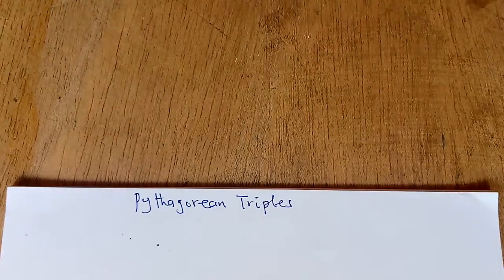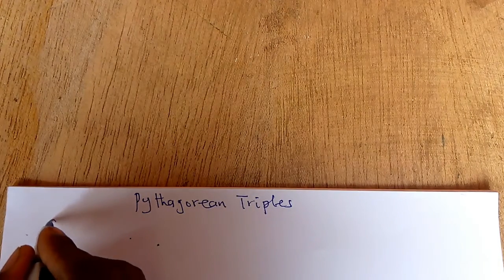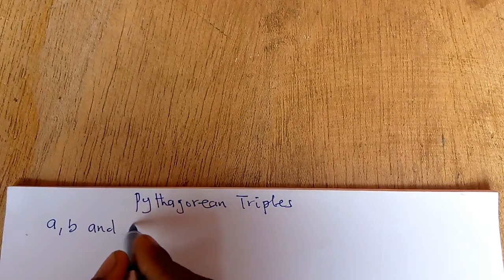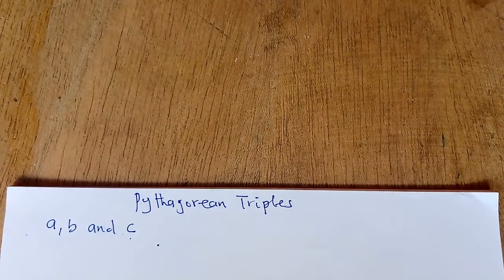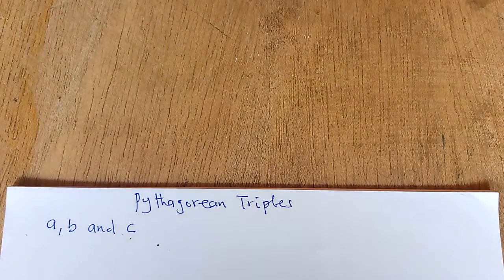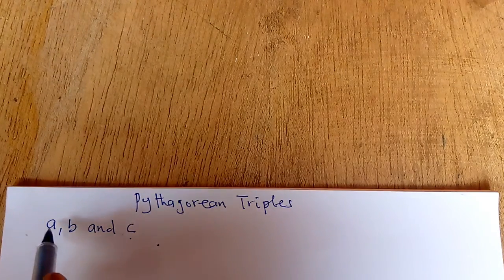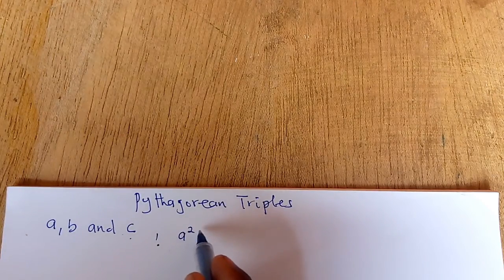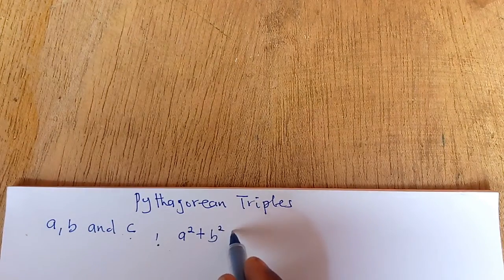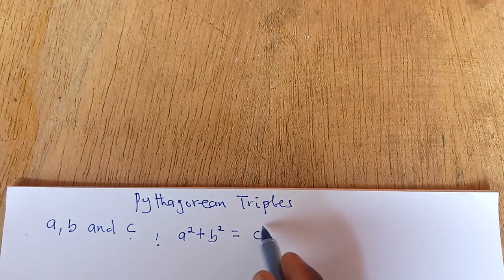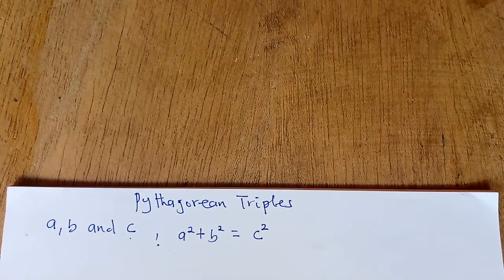Okay, I'm dealing with Pythagorean triples, and for the Pythagorean triple, all that we need to know is that if you have three integers, let's say a, b, and then c, such that the sum of the squares of two of them equals the square of the third integer, so if the square of a plus the square of b is able to give me the square of the third one, then this is what we call the Pythagorean triples.